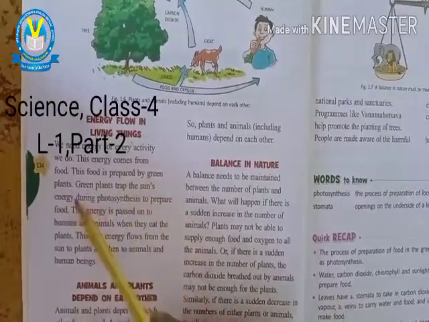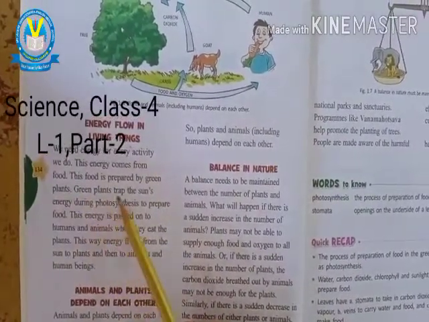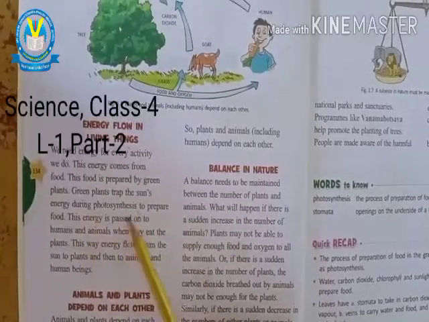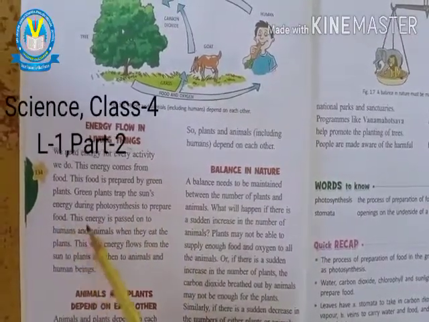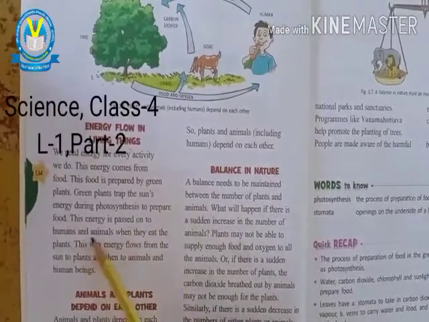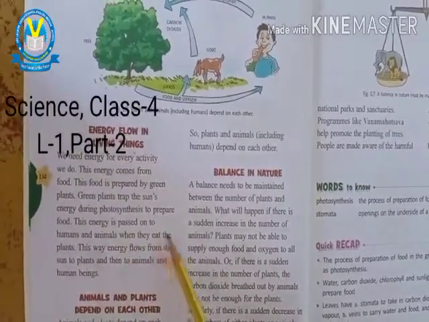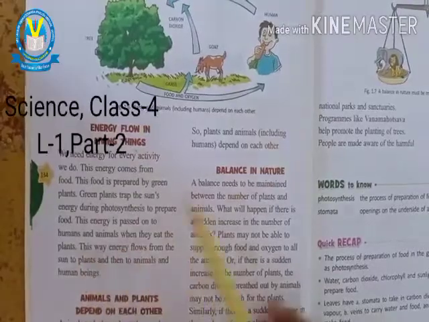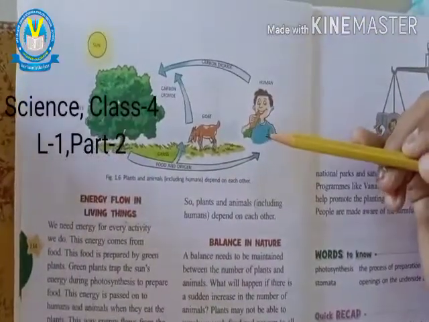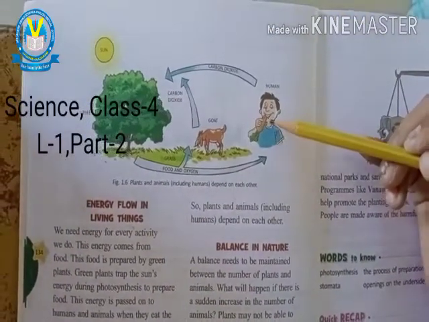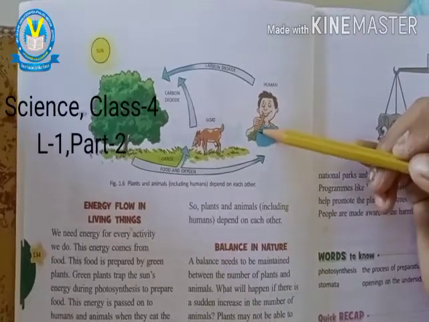This food is prepared by green plants. Green plants trap the sun's energy during photosynthesis to prepare food. This energy is passed on to humans and animals when they eat the plants. Here in this picture we can see the human is eating some food, that is carrot.